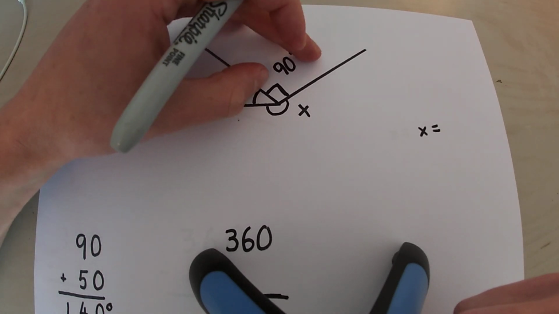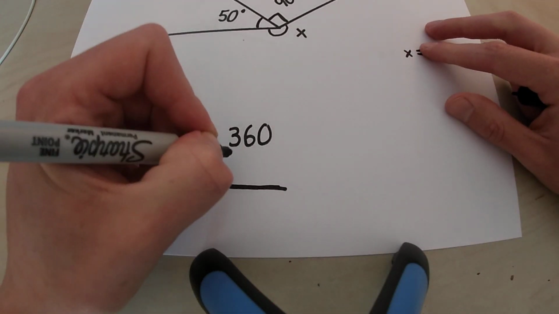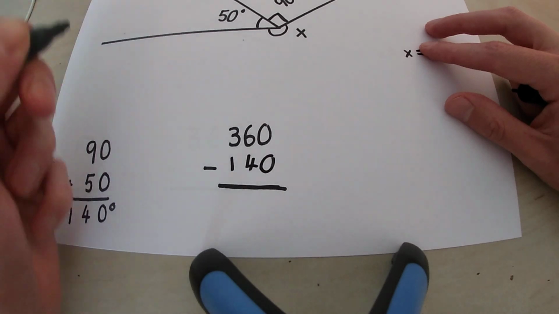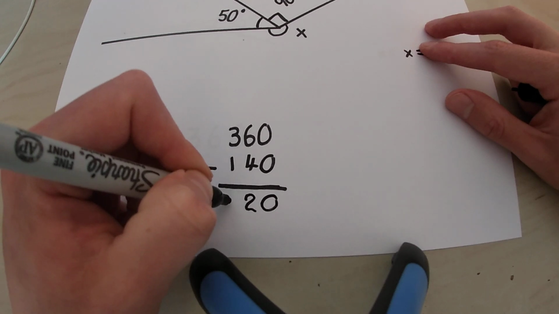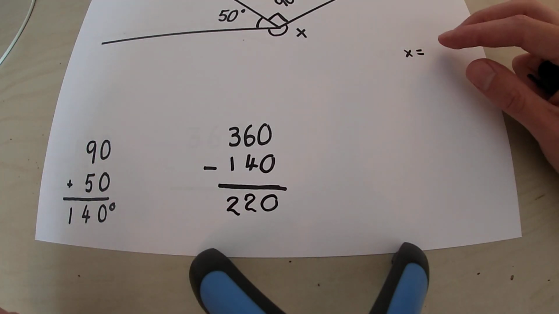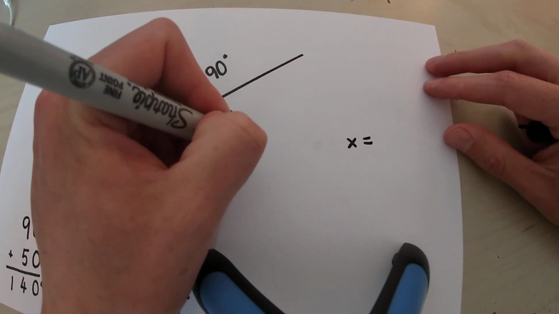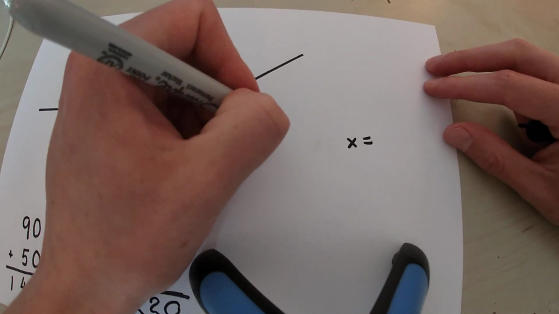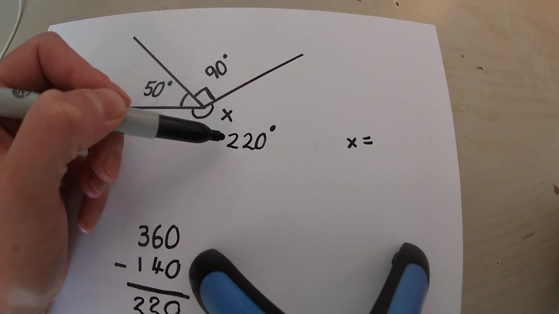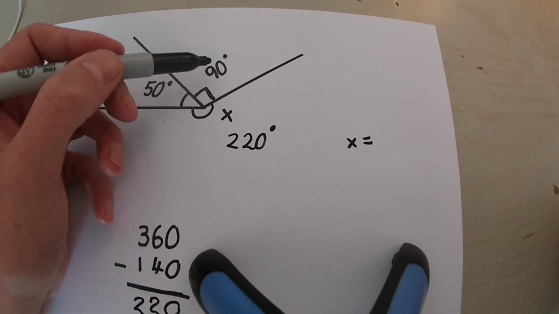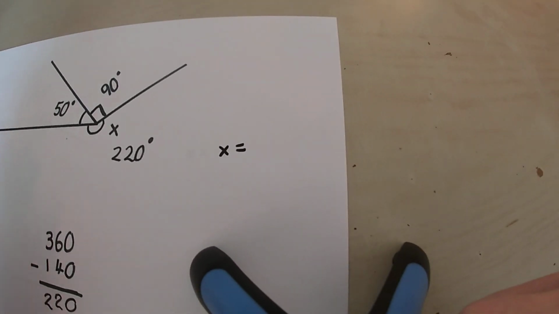We now need to subtract this to help us find this. 360 subtract 140 gives us 220. So our X is 220 degrees. And let's just double check that by adding these together. So 220 add 90 is 310, add 50, 360. The amount of degrees there are around a point. 220.